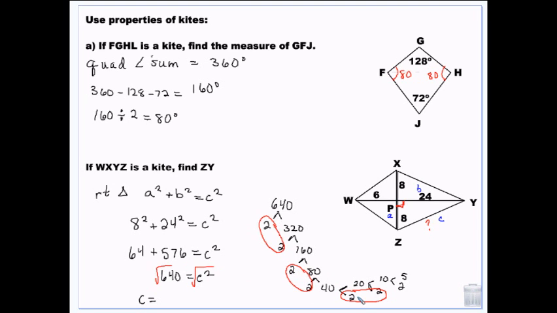So we have 1, 2, 3 pairs of 2. So those are 3 perfect squares inside, right? Every pair is a perfect square. So there's 3 of them. So it's 2 times 2 times 2. So that's 8. And then 5 and 2 are left over. And leftovers get left inside.